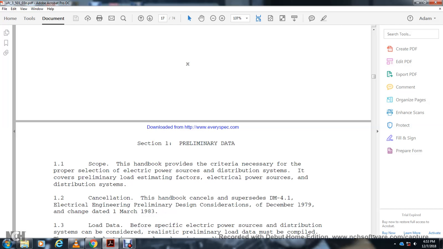Alright, Section 1, Preliminary Data. 1-1, Scope. The handbook covers the critical criteria necessary for the proper selection of the electrical power source for the distribution system, and covers the preliminary load estimating factors of the electrical power source for the distribution system. 1-2, Cancellation. This handbook supersedes DM 4.1, Electrical Engineering Preliminary Design Considerations, of December 1979, change of March 1st, 1983.